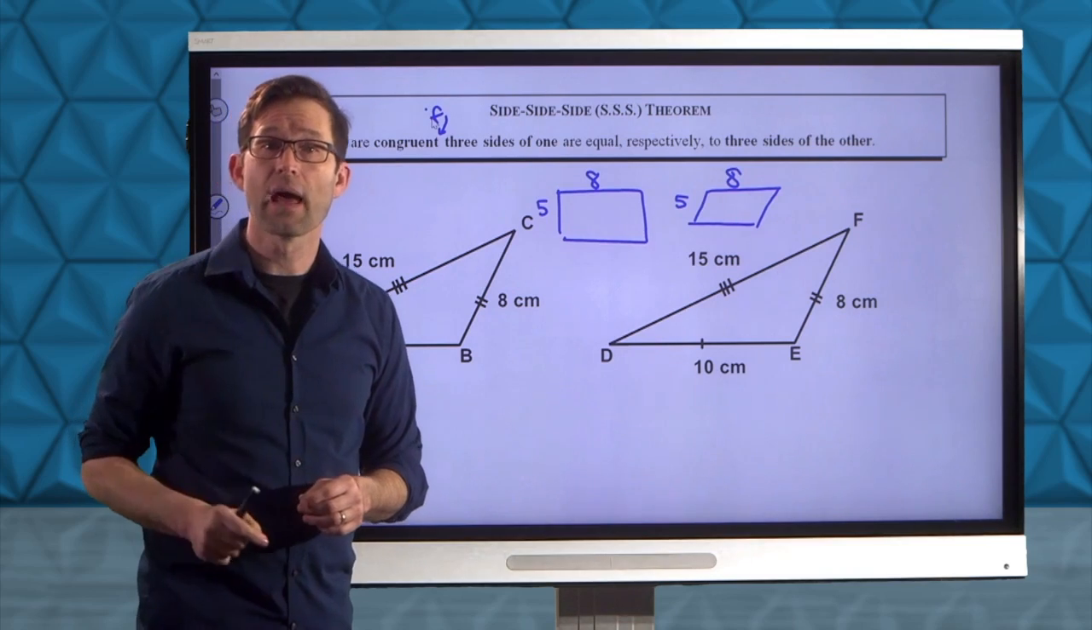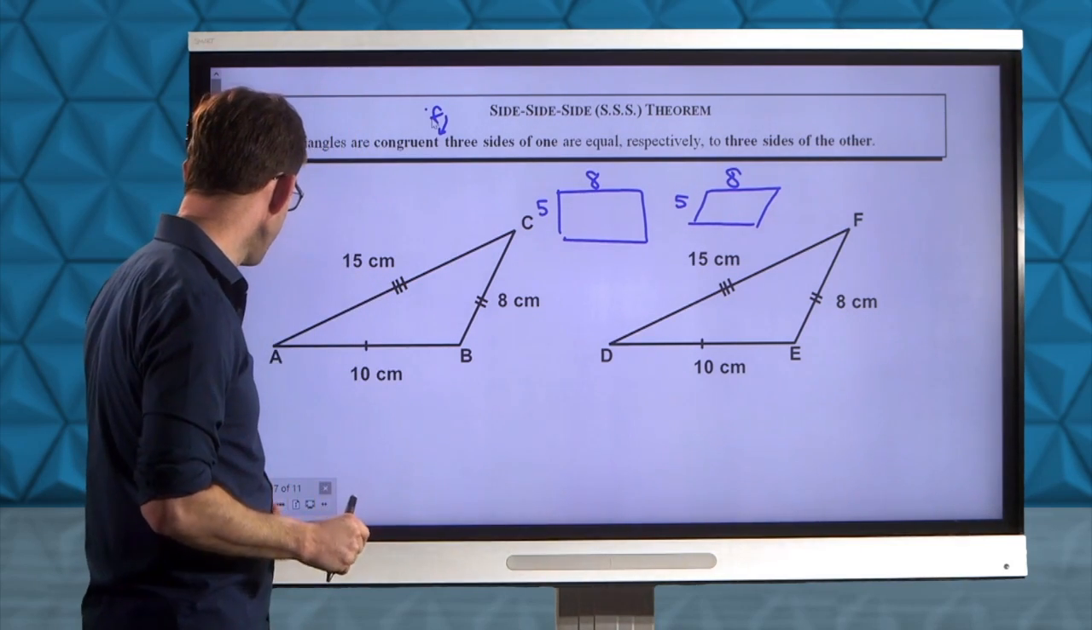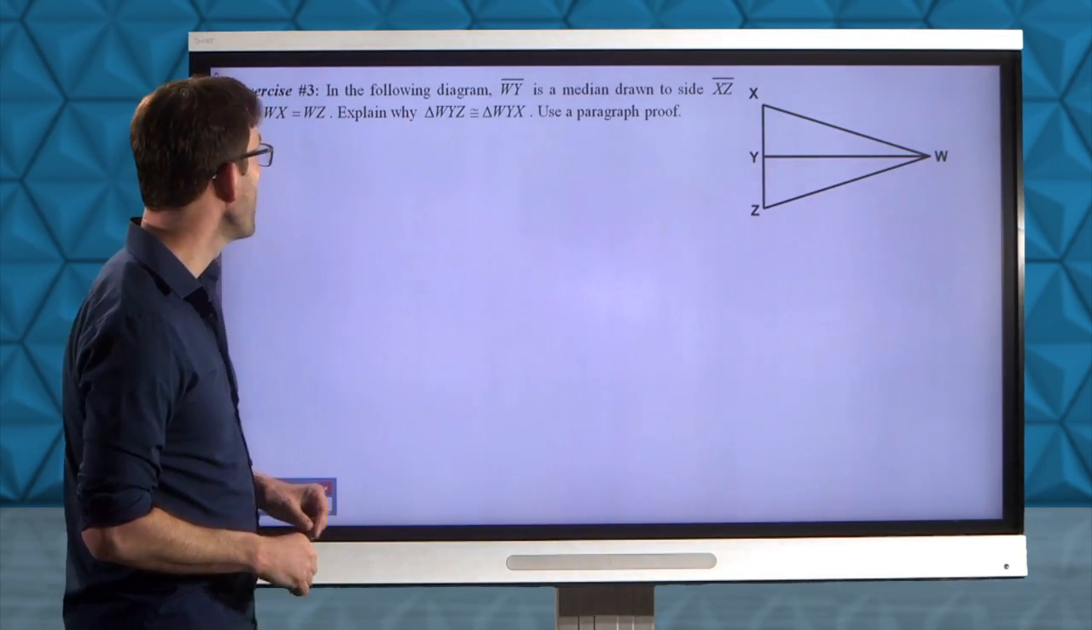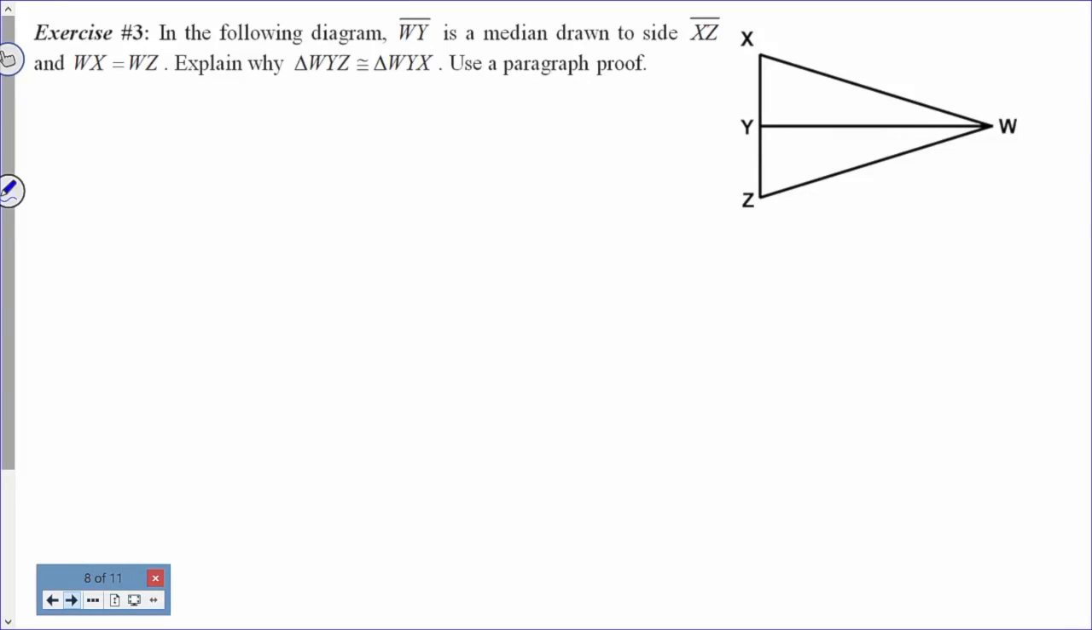So let's now do a proof with side, side, side. Okay, exercise number 3. In the following diagram, WY is a median drawn to side XZ, and WX is equal to WZ. Explain why triangle WYZ is congruent to triangle WYX.